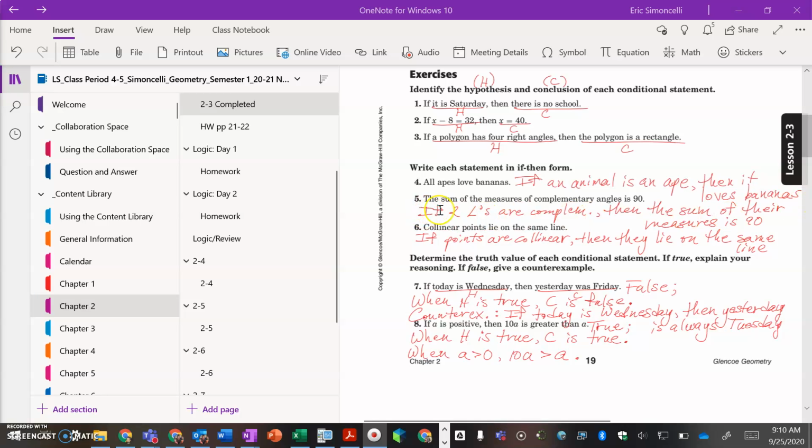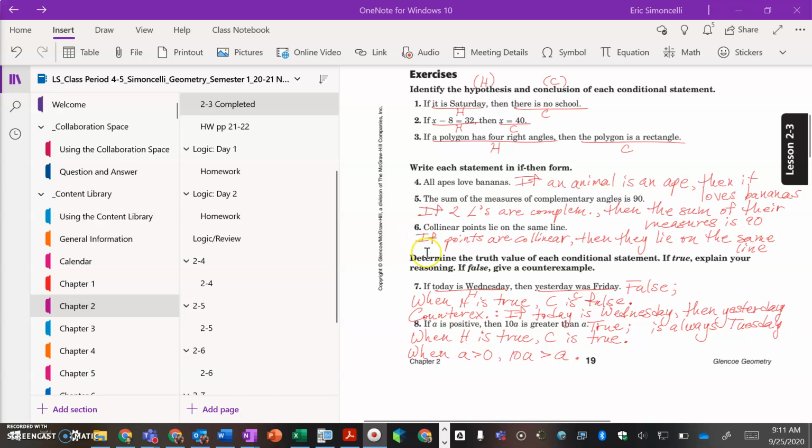Number 5, the sum of the measures of complementary angles is 90. If 2 angles are complements or complementary, I abbreviated a little bit. You can also use some numbers and symbols if you'd like to help you. Then the sum of their measures is 90.